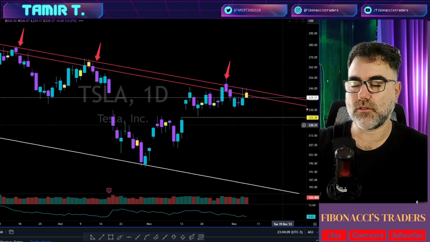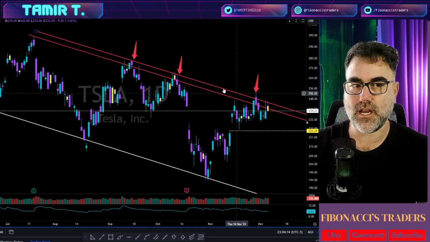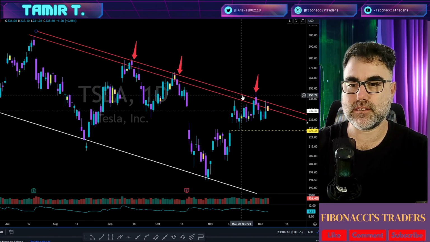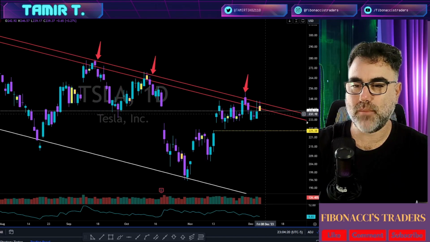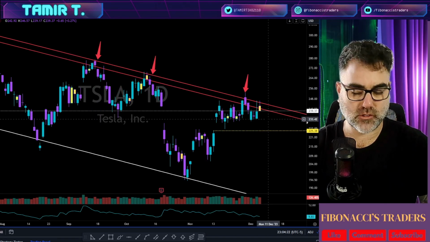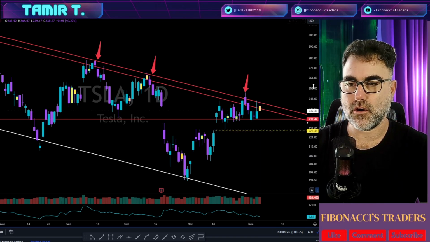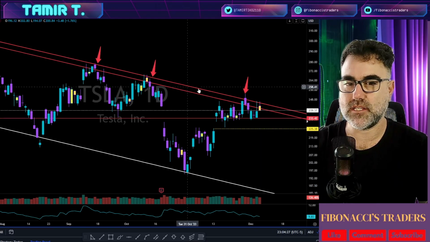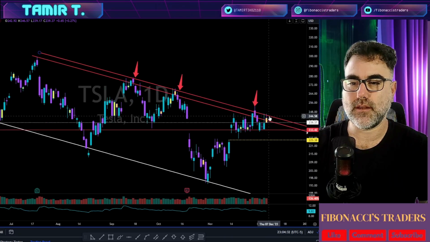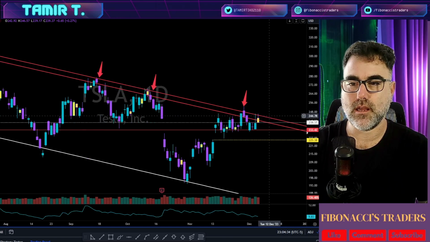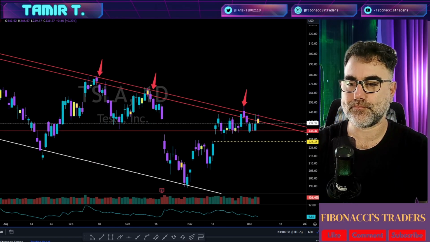Tesla, 0.3% to the downside. This red zone, very tough resistance zone. Today also tried, failed, went back. 233 needs to hold, otherwise this gap will get filled. Only a weekly close above this red zone, and only then we can start slowly go back long on Tesla.